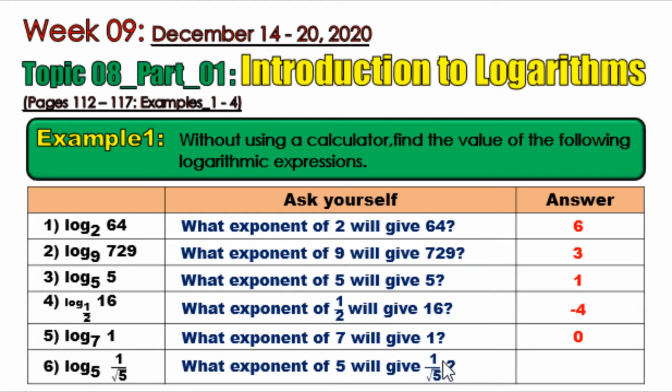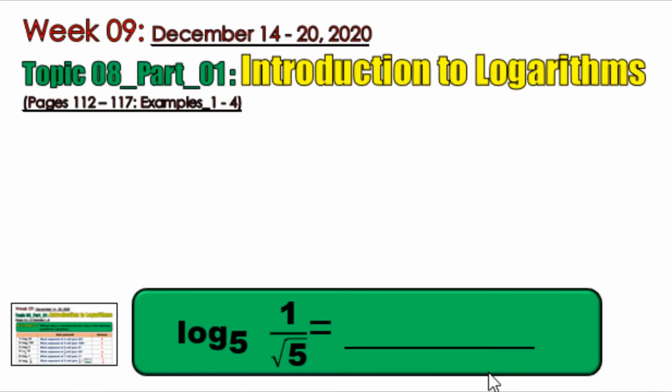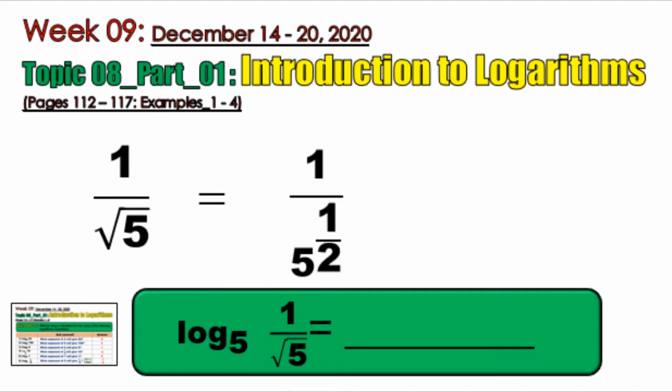1 over square root of 5. What do you think? So let us see. Okay, we have logarithm of 1 over square root of 5 to the base 5. So let us simplify this part. So 1 over square root of 5 is equal to 1 over 5 raised to 1 half.